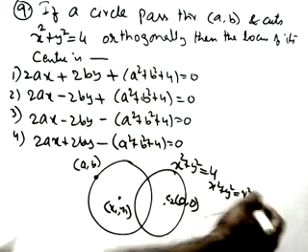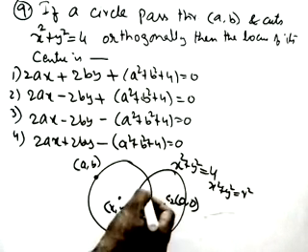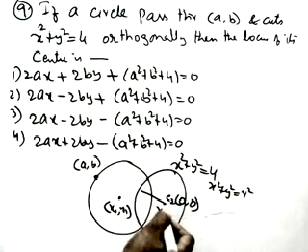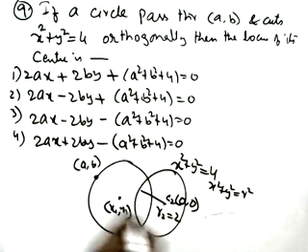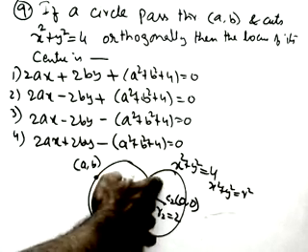This is the general formula, x square plus y square equals r square. R square is 4, so its radius is 2. Suppose this is 2, this is c1. Now what is the condition for orthogonal?